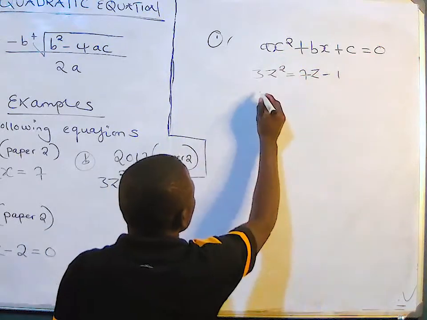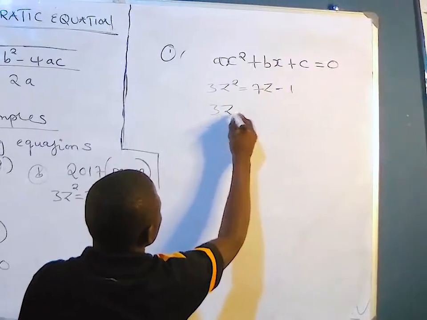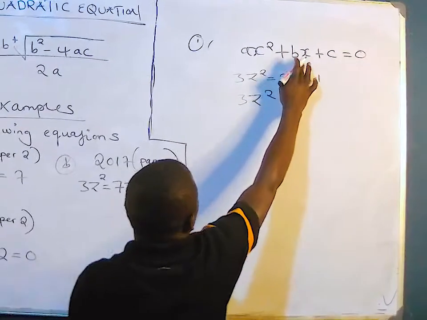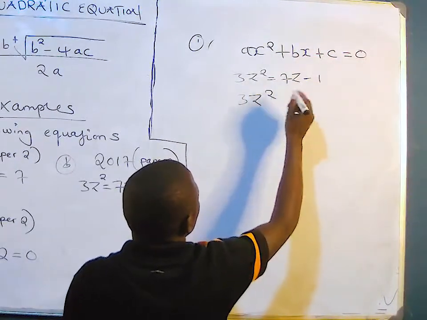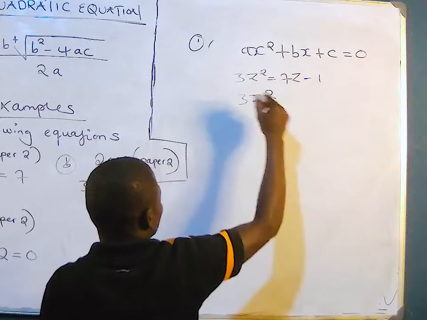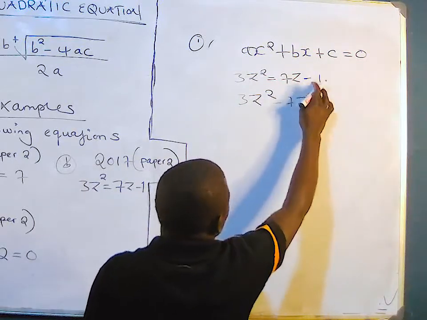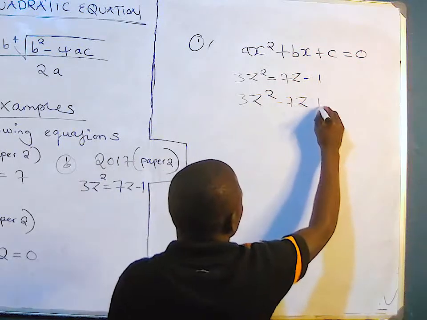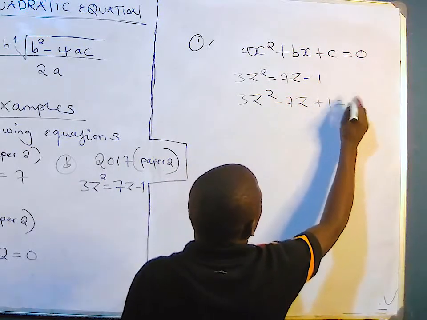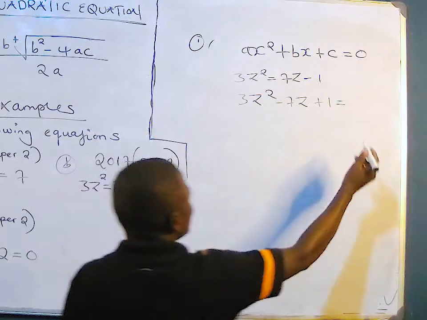So we say 3z squared, this is the first one. The second one must have what? When it crosses the equal sign it will be minus, so this is 7z. Again, this one crossing the equal sign will be plus 1, equal to 0.